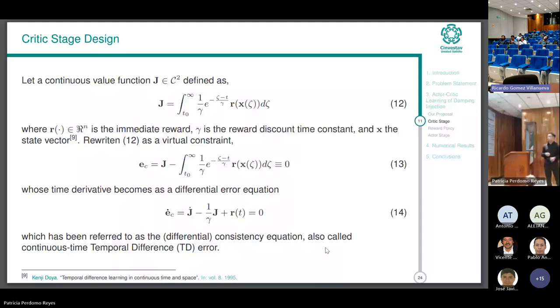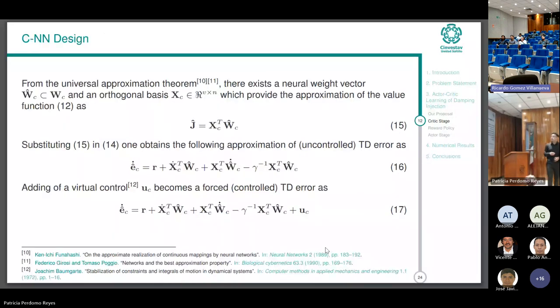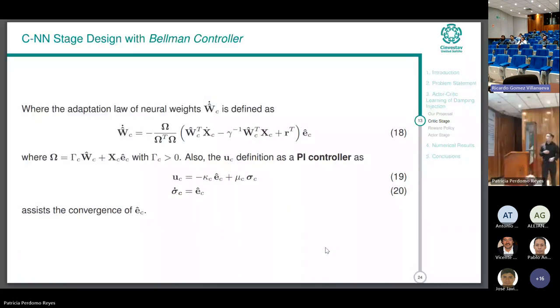ordinary differential equation. For that reason, we propose a virtual controller as constraint models are used. And if we design this virtual controller defined with the UC value, we can obtain this expression, which is the adaptation law of the critic neural network and the virtual controller. In particular, we propose a PID controller in order to ensure that the temporal difference converges, as we present in the stability proof.